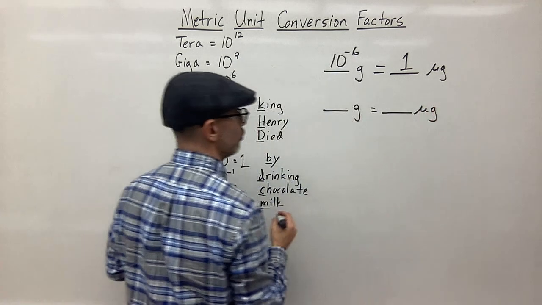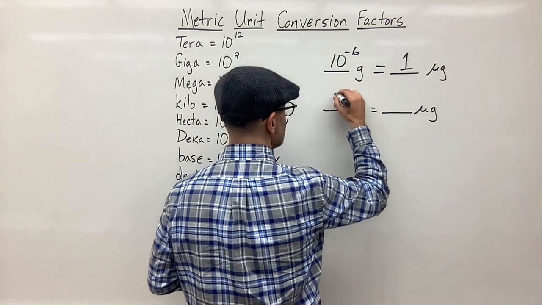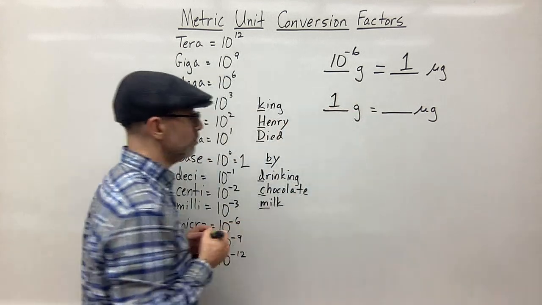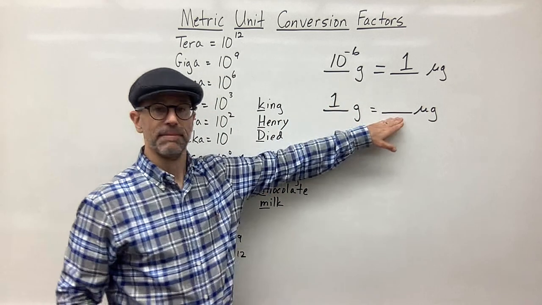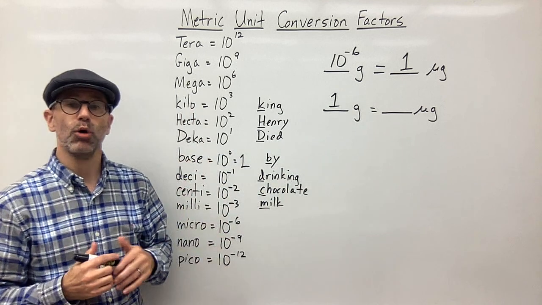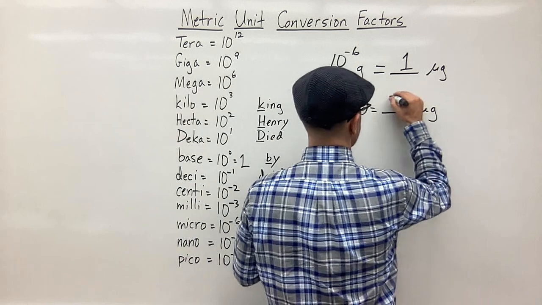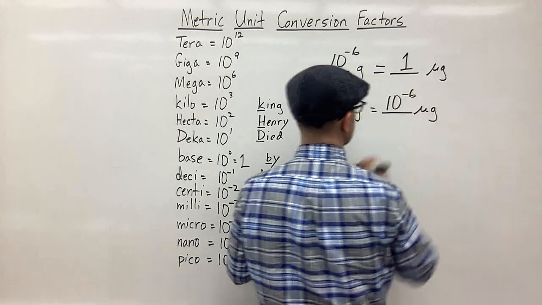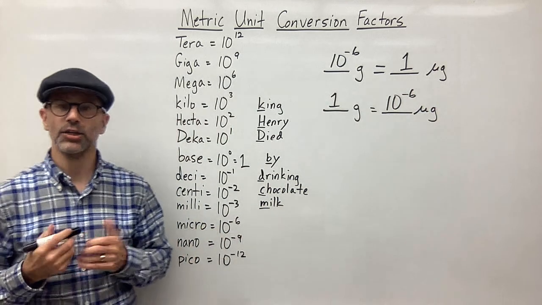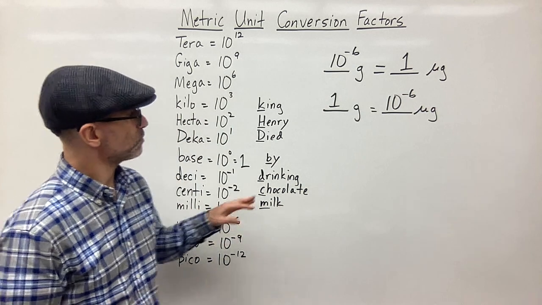And I have my microgram. I could put the 1 on this side, that's fine. But what do I put on this side? I have students that will put 10 to the negative 6. That is not correct. Think about it.